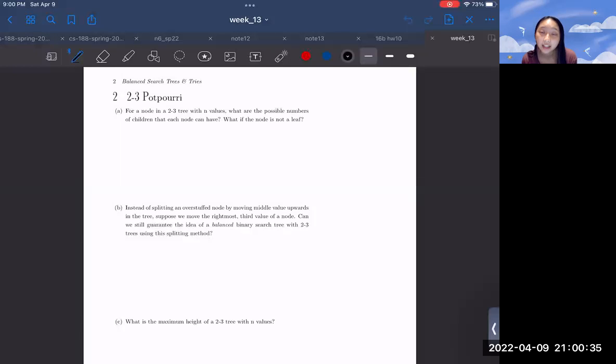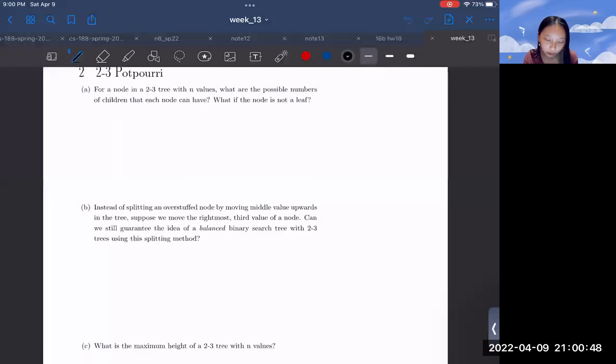Hey everyone, my name is Ashley, and today we'll be going over question 2 from the CSM worksheet, Balanced Search Trees and Tries. So question 2 just contains a bunch of potpourri questions about 2-3 trees. So let's move on to the first one.